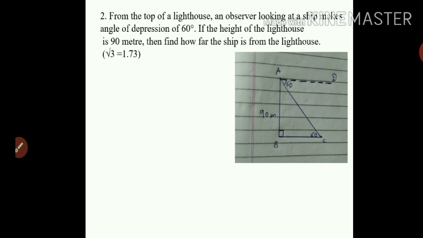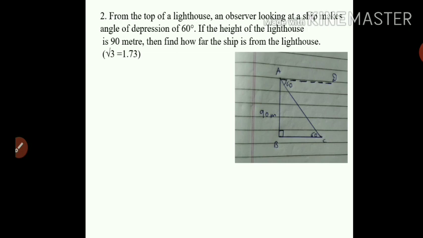Now you can see, now I will explain the question, the diagram to you. You can see in the diagram AB is the lighthouse which is of height 90 meters, which is given. Now from the top of the lighthouse, means from point A, there is a person who is looking at the ship. Now he will look down. So the angle will be now the angle of depression, it is not elevation. When he is looking down, it will be depression. So the angle of depression is 60 degrees, and the ship is at point C.